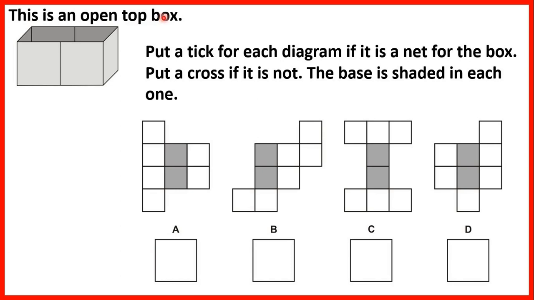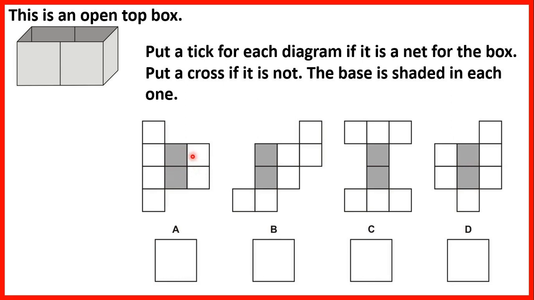This is an open top box. Put a tick for each diagram if it is the net for the box. Put a cross if it is not. The base is shaded in each one. So if we look at this diagram, the shaded squares will be our base.